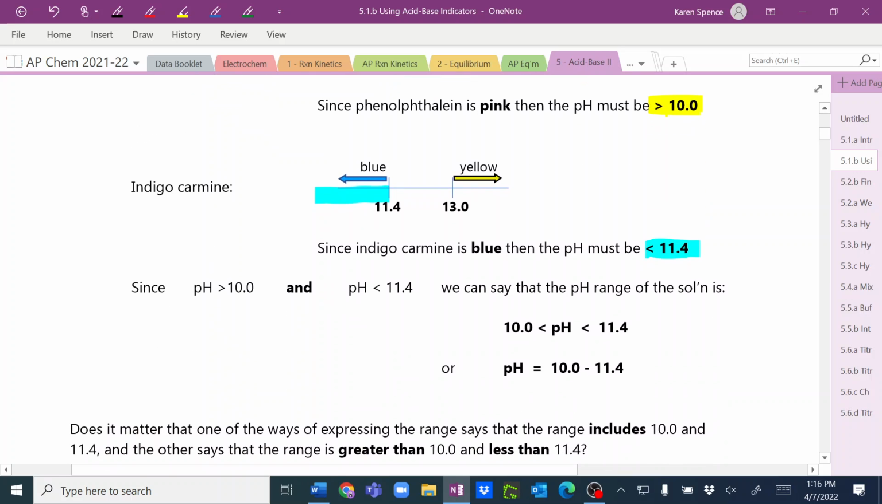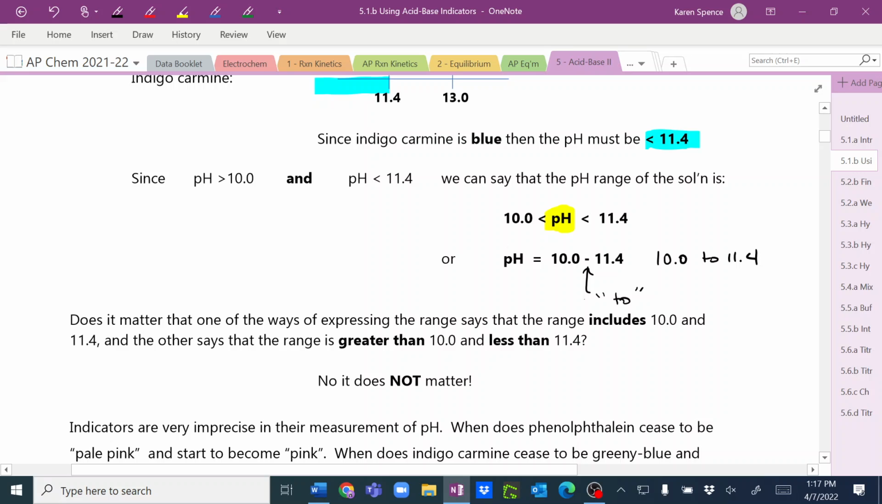We can write that range one of two ways. We can either put pH in the middle and say pH is greater than 10 and less than 11.4, or we can say the pH is equal to 10.0 to 11.4. That's not subtracting, that's a "to". Maybe that would be a better way of writing it: 10.0 to 11.4, that way it doesn't look like a subtraction. Okay.